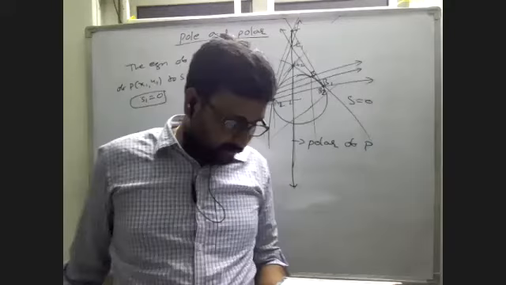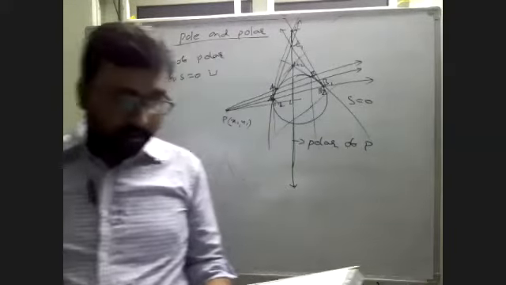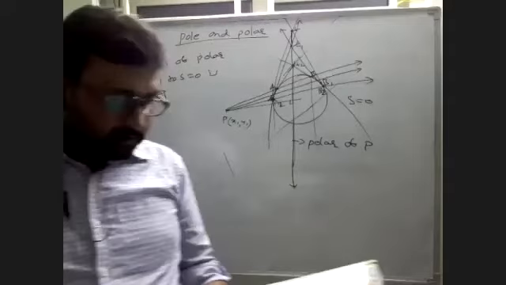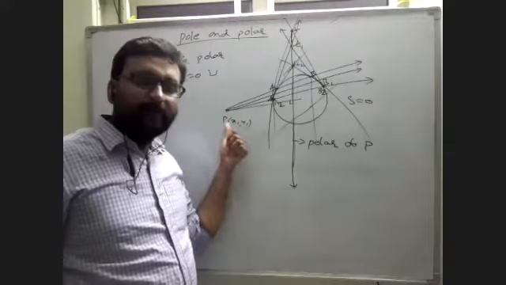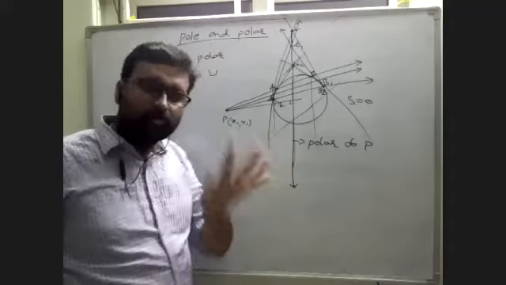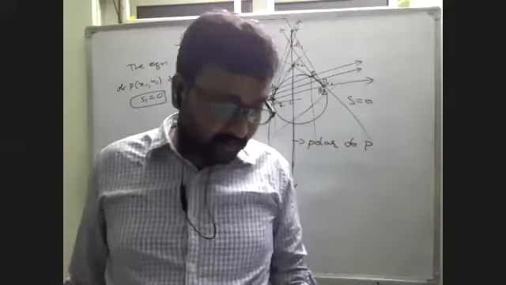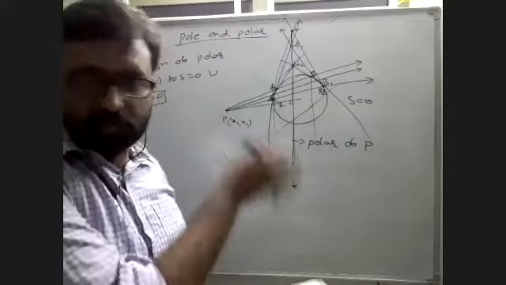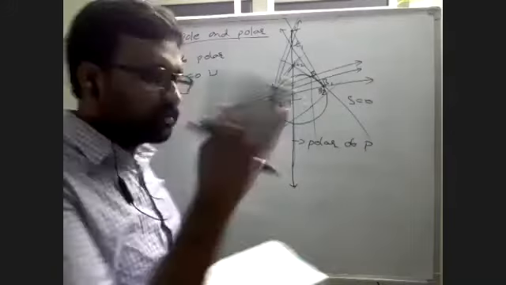Next, the polar of a point, if it exists, is unique. The polar of this point P, this is the pole, right? The polar of this P is this, and it is unique. Why say if it exists? Because for the center there is no polar.